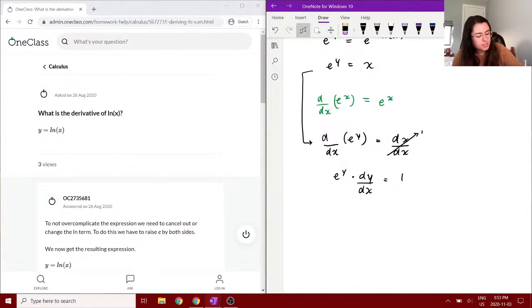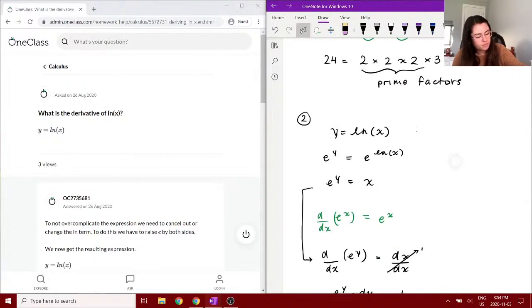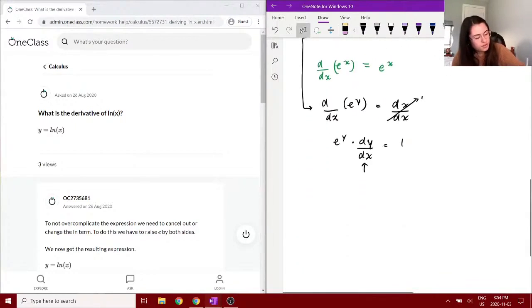So now we just need to isolate for dy by dx because that's what we're looking for. Here we can say dy by dx. We want to know what this is, right? So this is asking what is dy by dx. So rearrange for this term, and all we have to do then, well, before that actually, I'm going to sub back in x is equal to e to the y.